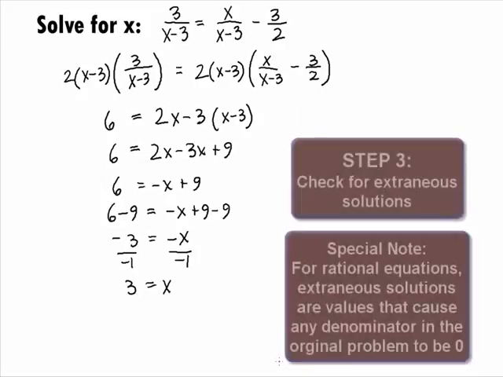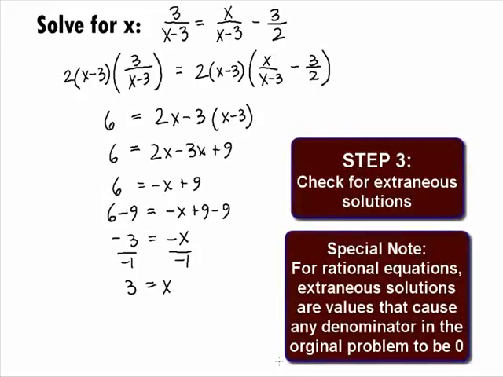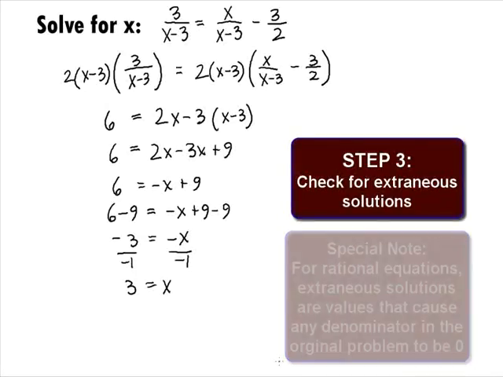In step 3, we want to check for extraneous solutions. For rational equations, extraneous solutions are values that cause any denominator in the original problem to be 0. Of course, when we have 0 in the denominator, we have an expression that is undefined. So we would have to throw out any values that would cause the denominator to be 0.